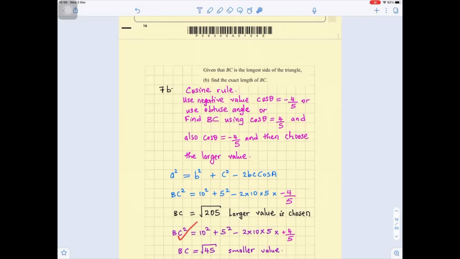We can have BC squared is 10 squared plus 5 squared minus 2 times 10 times 5, and we use the positive value of cos theta. And BC would be square root of 45, which is the smaller value.